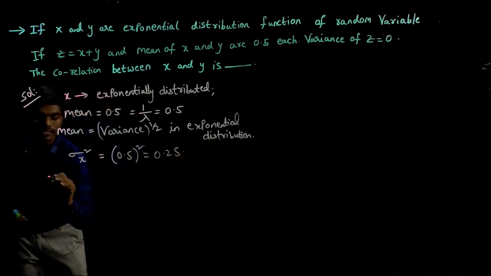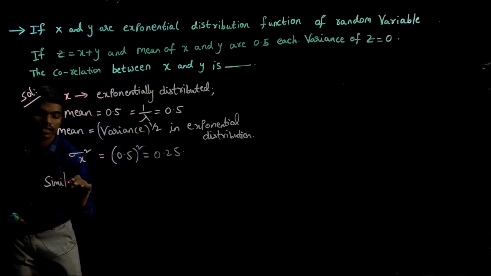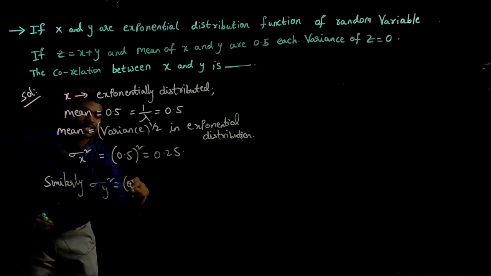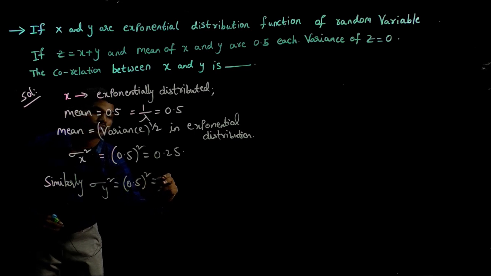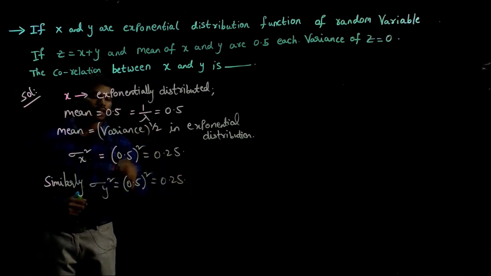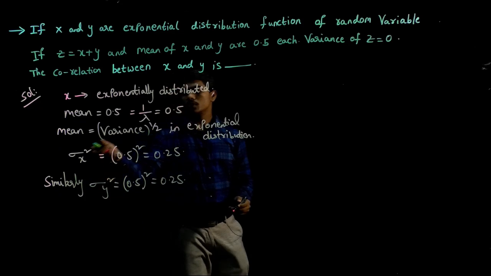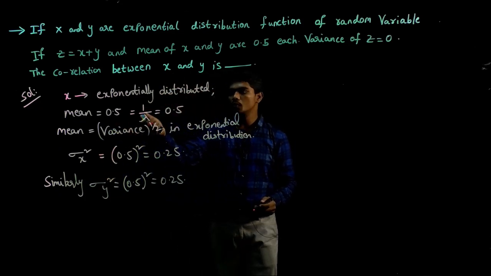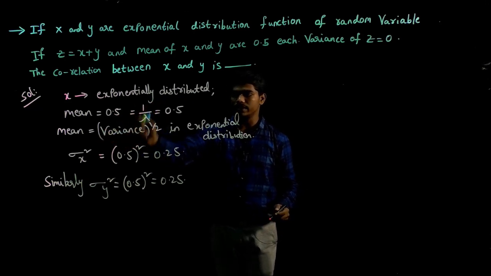Correct? Similarly for y, we get σy² is also the mean squared, 0.5 squared, which is 0.25. The square root of variance is standard deviation, and in an exponential distribution, as we know, the mean is equal to the standard deviation.